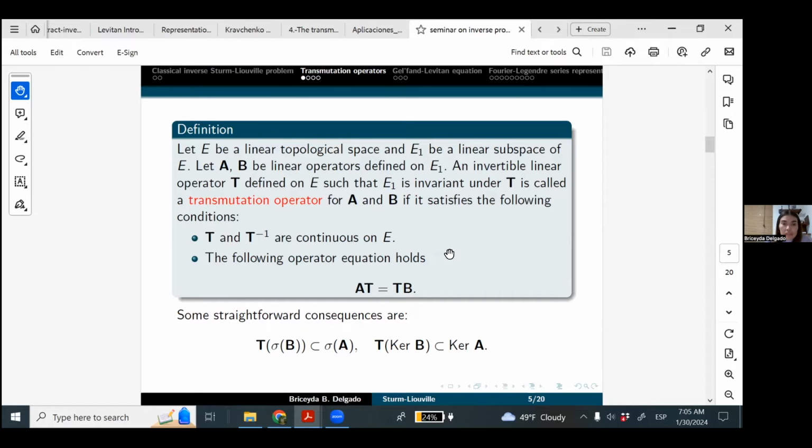Some straightforward consequences of this definition are that the image of the transmutation operator restricted to the spectral of B is contained in the spectral of A, and the image of the transmutation operator restricted to the kernel of B is contained in the kernel of A. One of the most important applications of transmutation operators is to relate a simple differential equation whose solutions are known with another, more complicated differential equation.